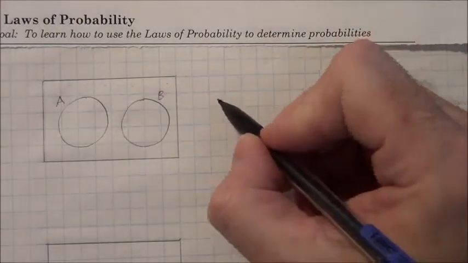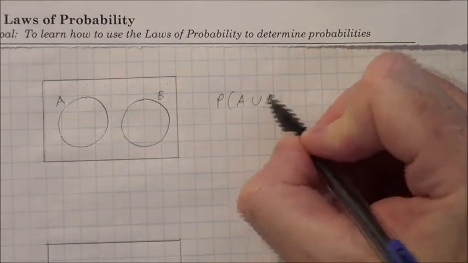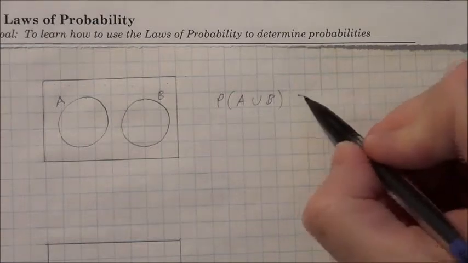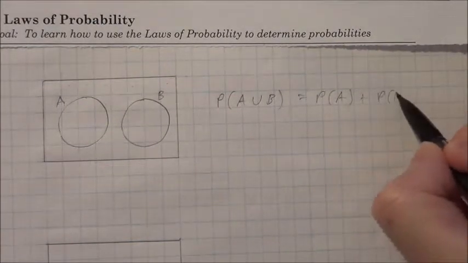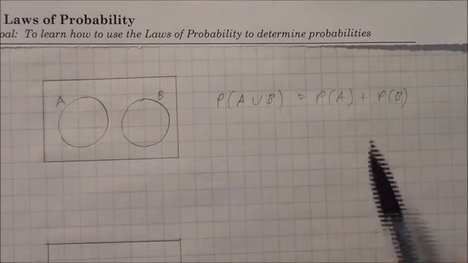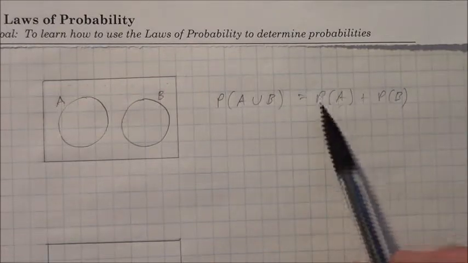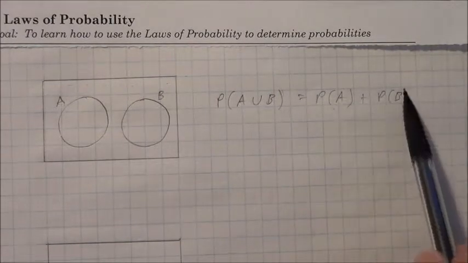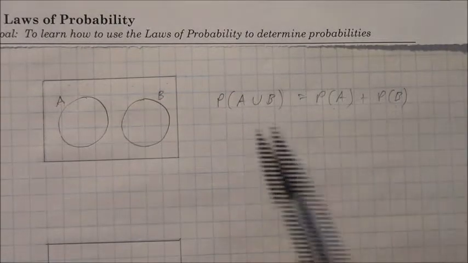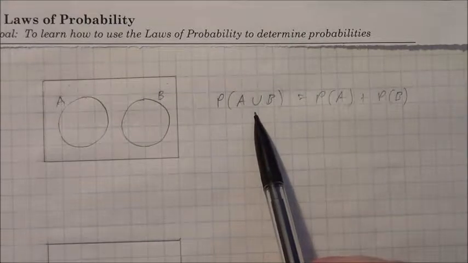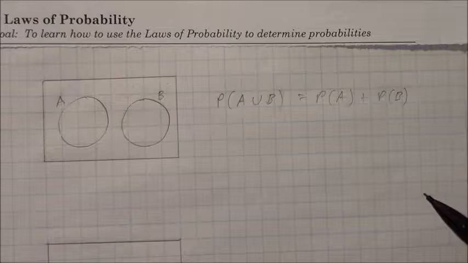So the probability of event A occurring or the probability of event B occurring is going to be the probability of event A plus the probability of event B. Okay, so the probability of one of those two events occurring will be the sum of the probability of event A and the probability of event B. So that's how we would calculate the union of mutually exclusive or disjoint events.